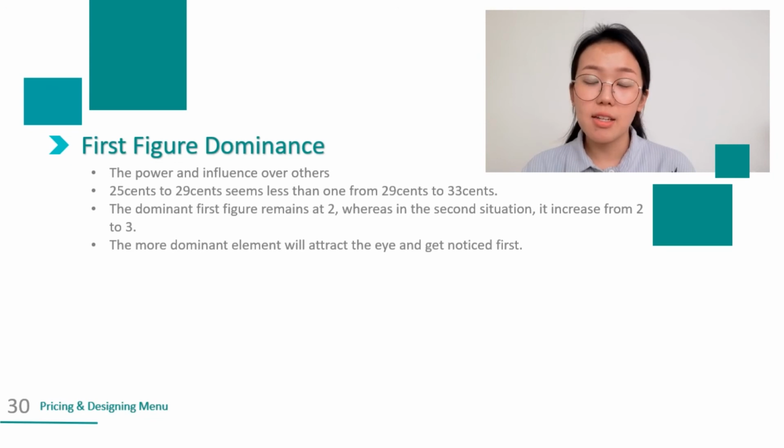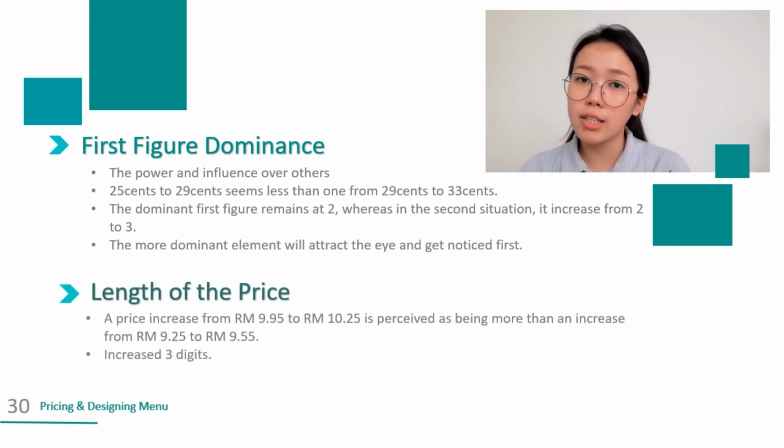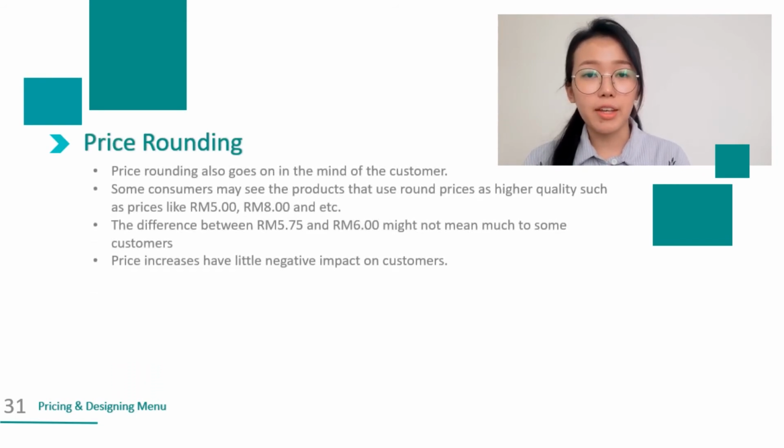Length of the price. Some customers may think that the longer the price, the more expensive it is. For example, a price that increased from 9.95 to 10.25 is perceived as being more than an increase from 9.25 to 9.55. Price rounding. Price rounding also goes in the mind of the customers.